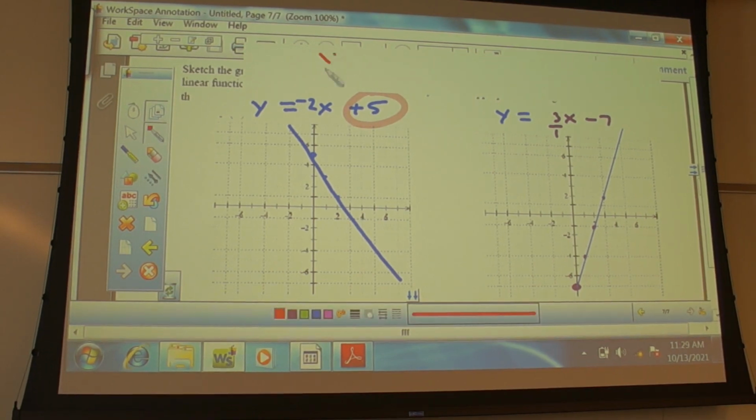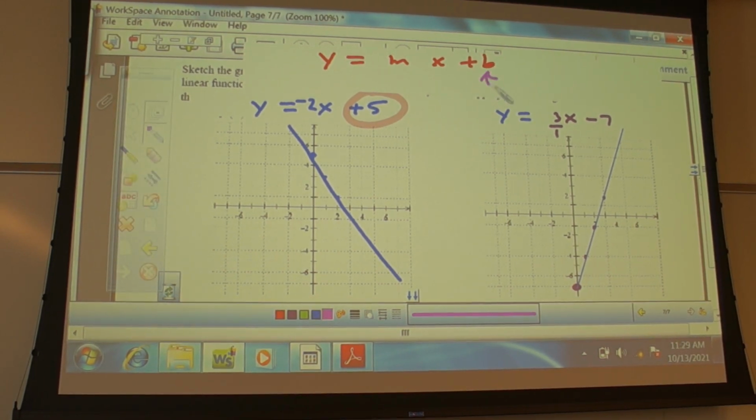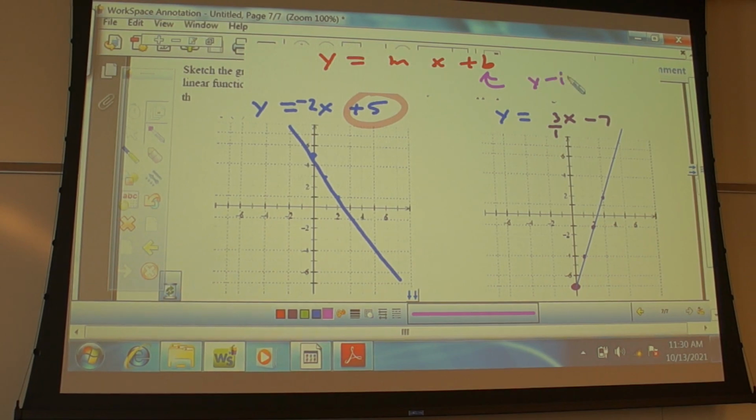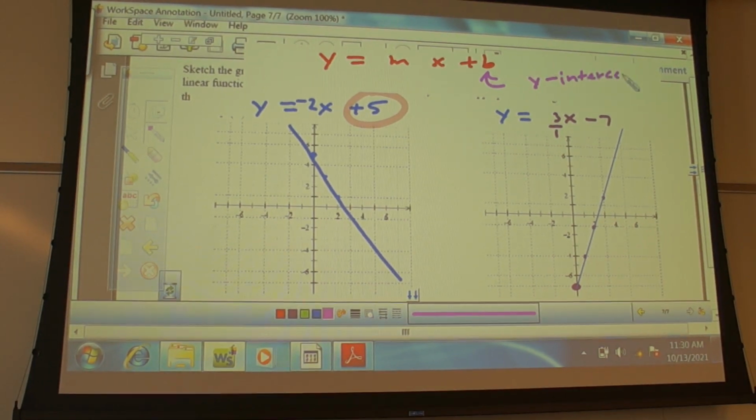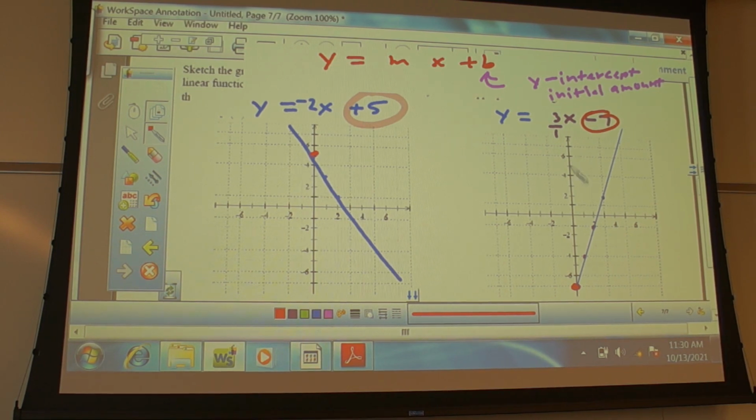Y equals mx plus b. B, this is your y-intercept, also known as your initial amount or your starting amount. It means when x is 0, where are you? So that's this guy here. Start at -7, start at +5. That tells you where you're going to start.